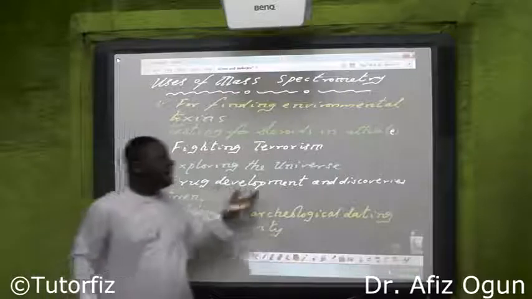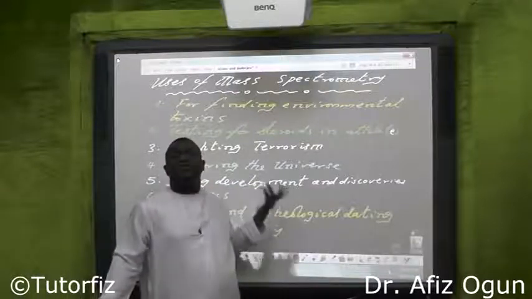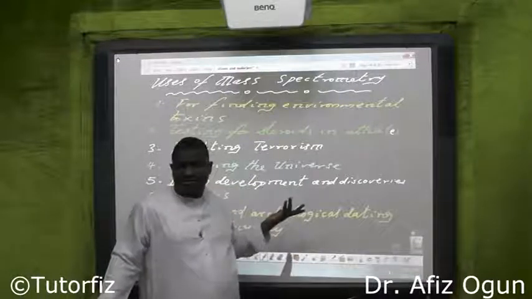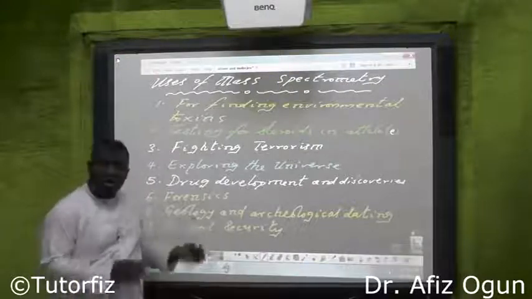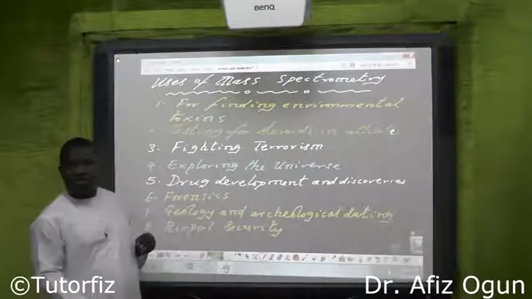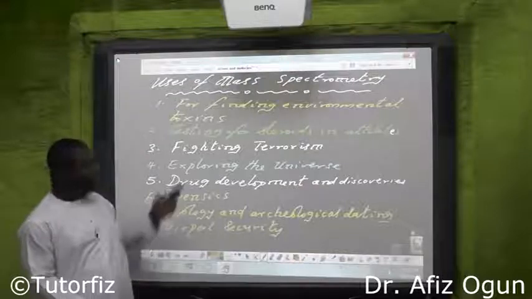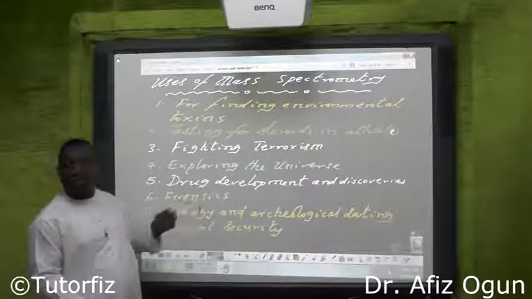Drug development and discoveries. This I don't need to explain. You develop drug, you want to know what it contains. You have drug, you develop, you want to know the chemistry of the drug, you want to know the molecular mass of that drug, and what it contains, you use this.